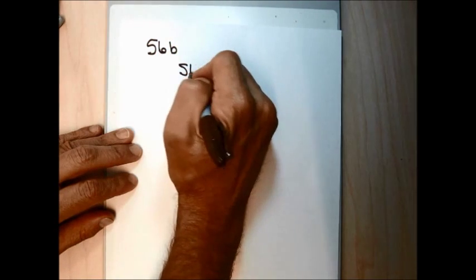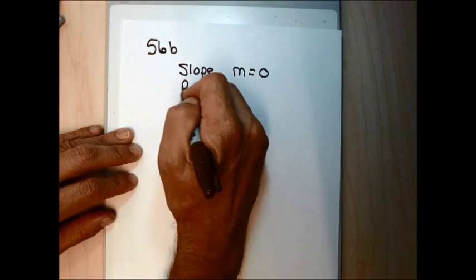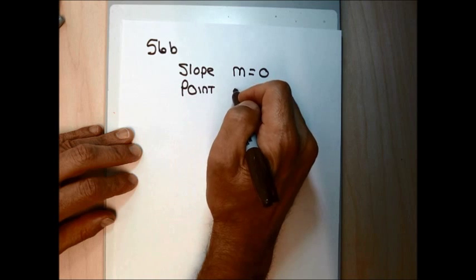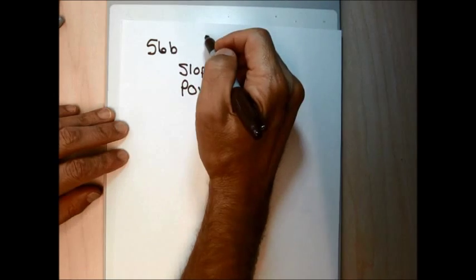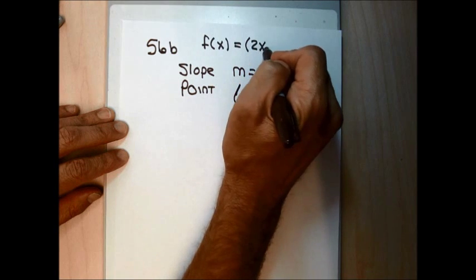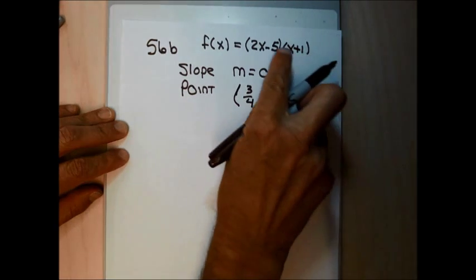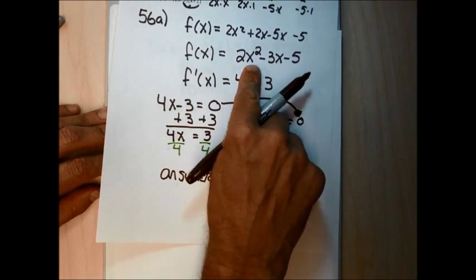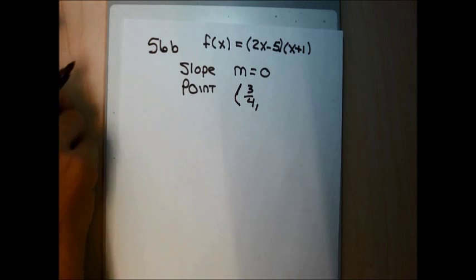So when I go down to 56b, to find an equation of a tangent line, my slope is 0 because horizontal lines have a slope of 0. And my point, the x coordinate is x equal to 3/4. I need to get the y coordinate, and to get the y coordinate of any point, I need to take the corresponding x value and plug it into any version of the function. So I can plug 3/4 into that version of the function, or into this version, because these two are equal and give the same y value. It doesn't matter which version of the function I'm working with.